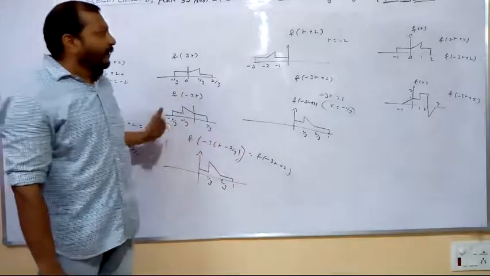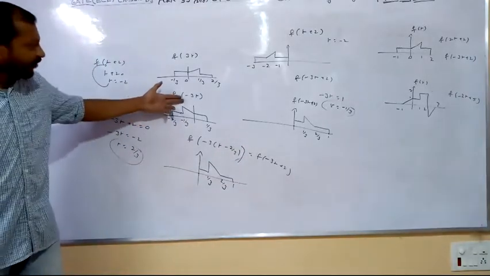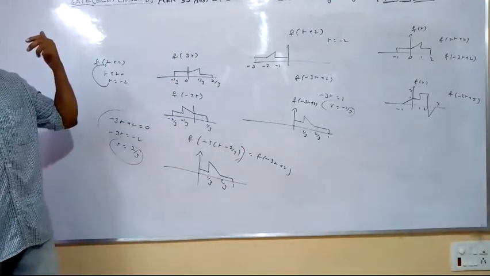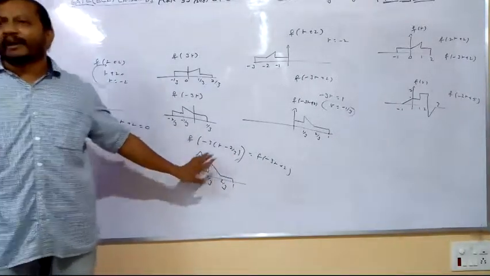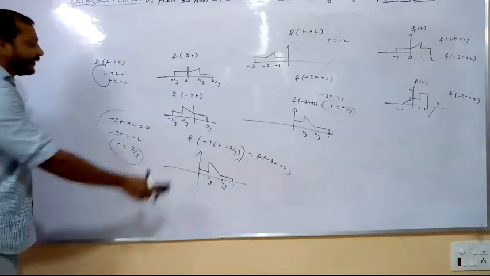Simply take this minus 3 as a common. After writing this f of minus 3t, simply take this minus 3 as a common. We get minus 3 of t minus 2 by 3 only. Many ways we can write.